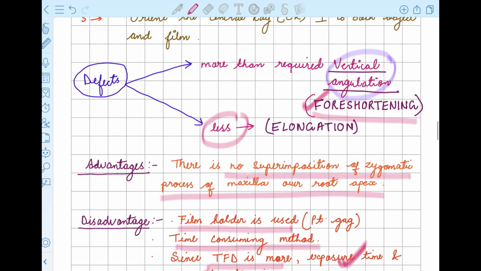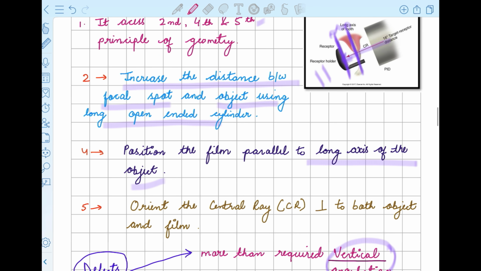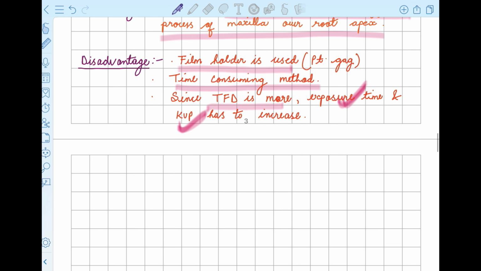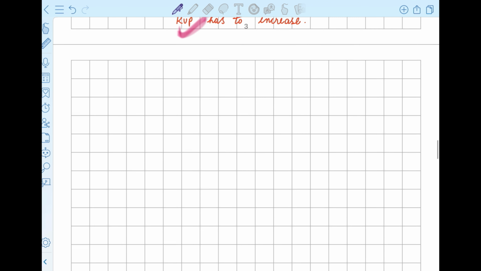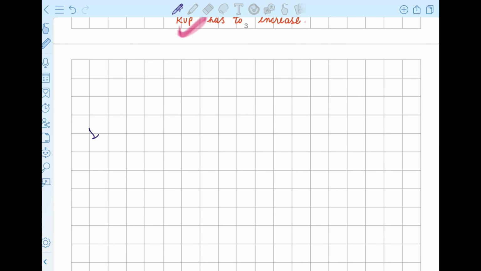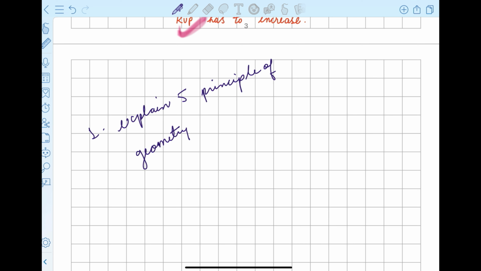Okay, so that's it for these two techniques. Now, what questions are generally asked from this section? Although I'm explaining this from the viva point of view, it is very important. The first question they can ask you is to explain the five principles of geometry on which these two techniques are based.